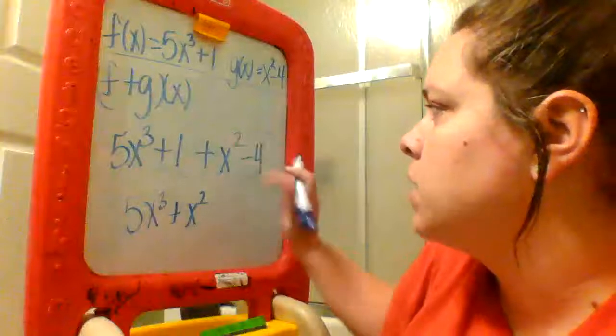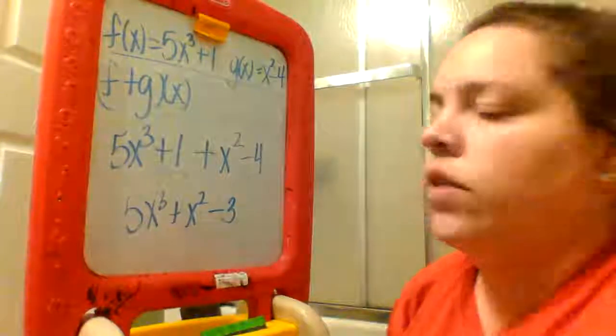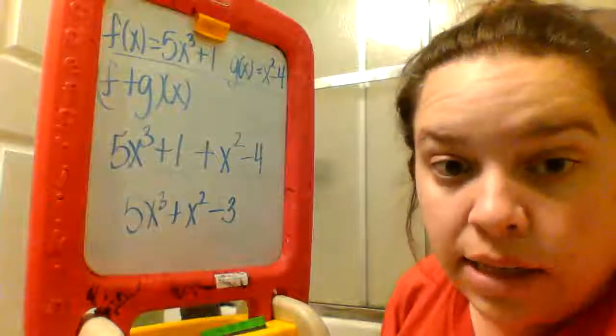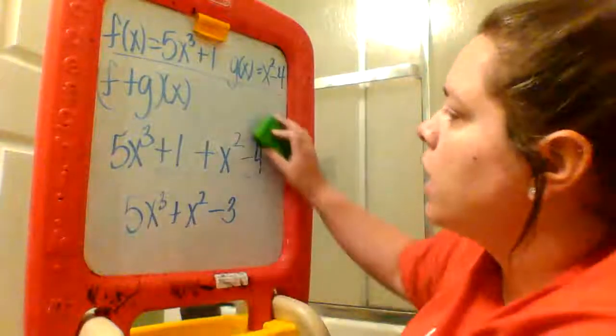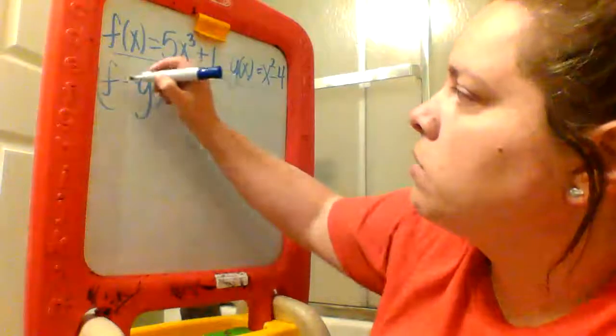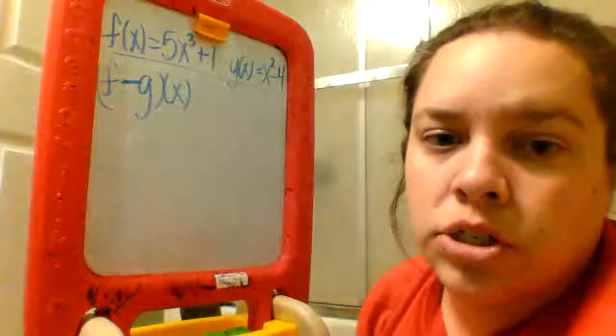Positive 1 minus 4 is negative 3. And that's all I have for my like terms, so that would be my adding the functions. Then they're going to ask you to subtract, okay? So now I'm going to subtract f minus g of x.